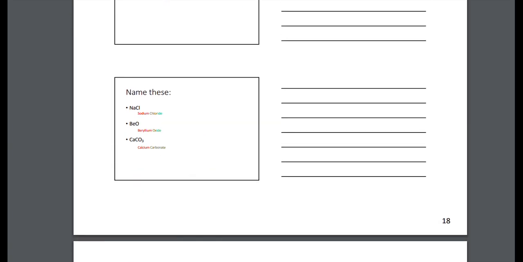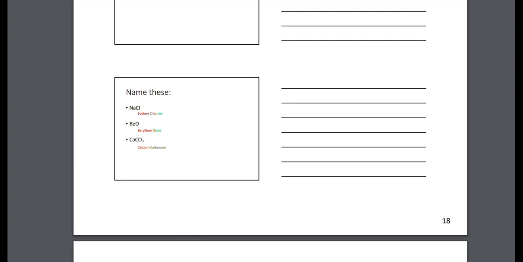So let's look at NaCl, which is also known as sodium chloride. Is it an ionic compound? Yes, because I have a metal, which is sodium. So the name of the cationic part will be just straightforward sodium. For the anionic part, we have to be a little bit careful because we have to use the root of chlorine, which is chlor, and then we add -ide to the end of it, so it will be sodium chloride. Same thing with beryllium oxide.